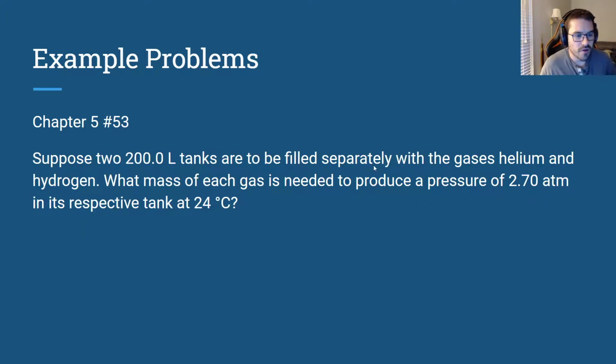Once again, chapter 5, number 53. Suppose 2 200-liter tanks are to be filled separately with the gases helium and hydrogen. What mass of each gas is needed to produce a pressure of 2.70 atmospheres in its respective tank at 24 degrees C? Okay, so here we have volume, pressure, and temperature, and we don't have a comparison of two different states. We're not going from one state to another. This is just asking us, you got these two tanks, we're trying to fill them up. How much of each gas do we need to fill them up to these certain specifications?